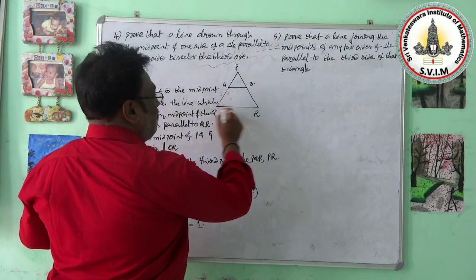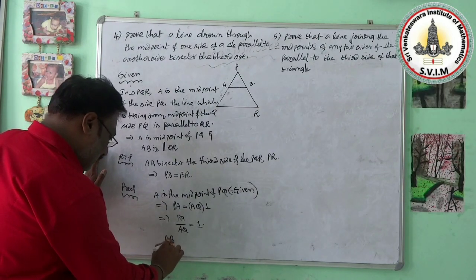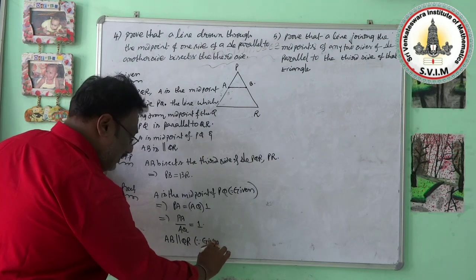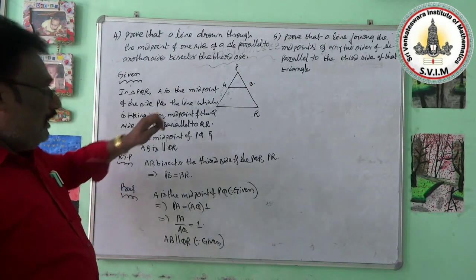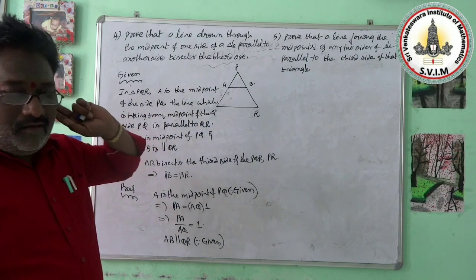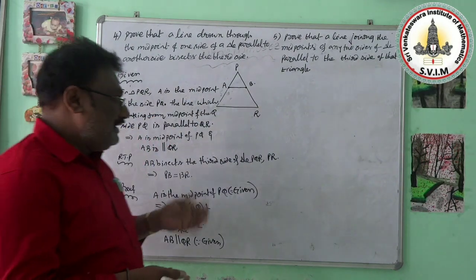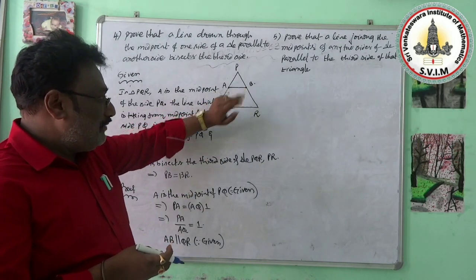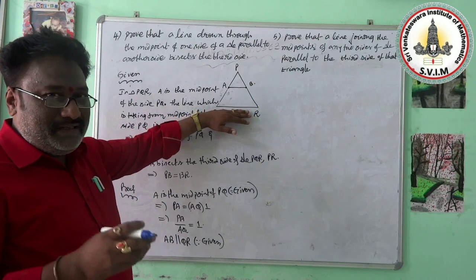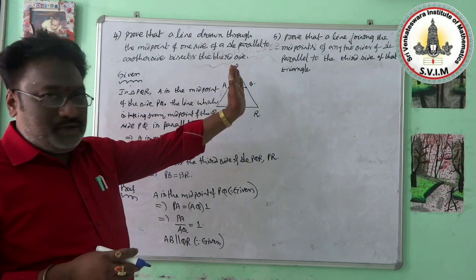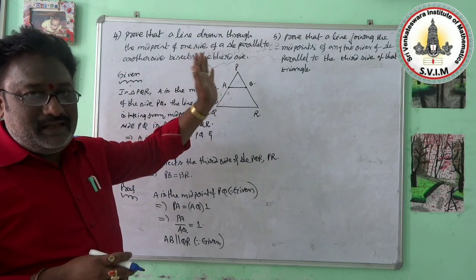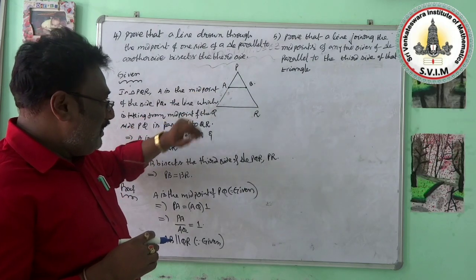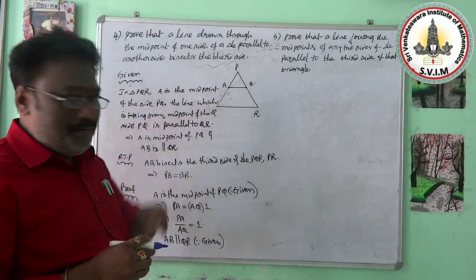Next, AB is parallel to QR. This is also given in the problem. Already we know the concept of Thales theorem. What is that concept? In a triangle, if a line or line segment is parallel to any one of the 3 sides of the triangle, it bisects the remaining 2 sides. This is the concept of the Thales theorem.